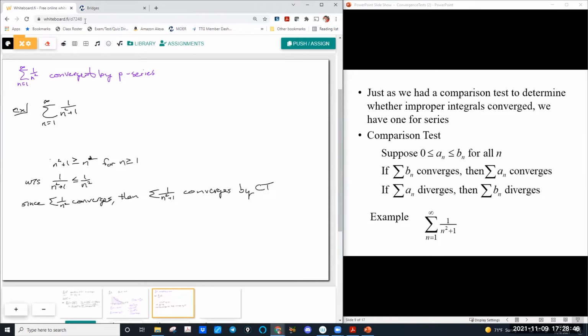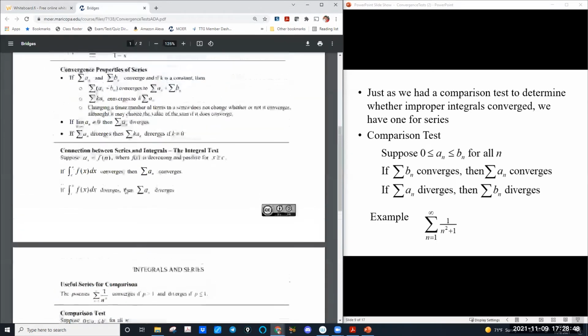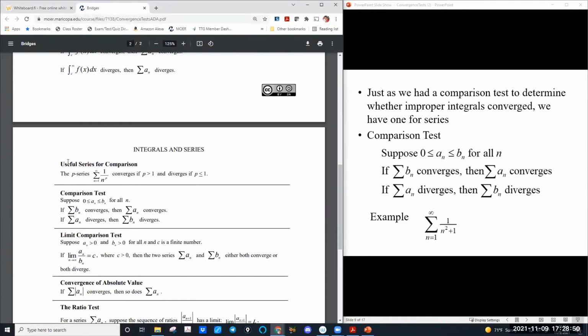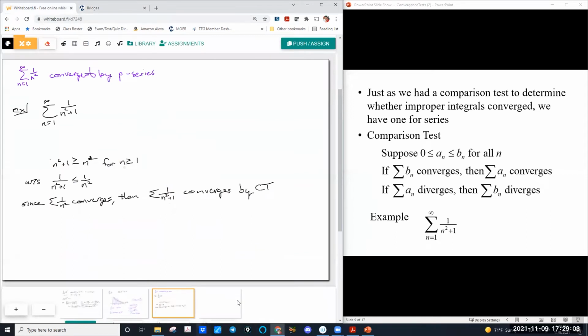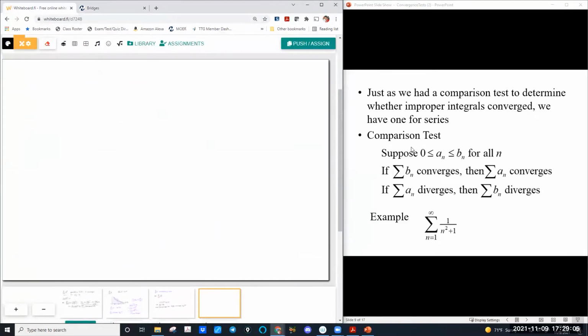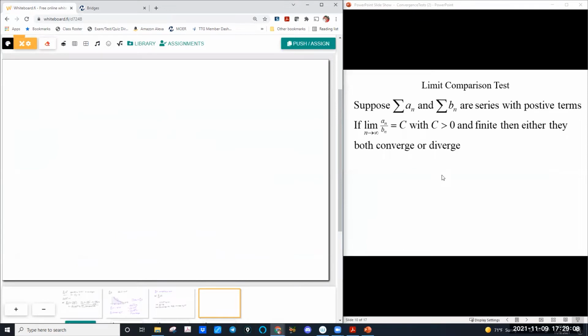All right, and comparison test is on here. Here's a useful series, there's a P series. Right underneath it is the comparison test. And right underneath that is the next one we're going to do, which is the limit comparison test. I actually really like this one, and I'll talk about why here in a second. I think it's a little quicker than the comparison test.